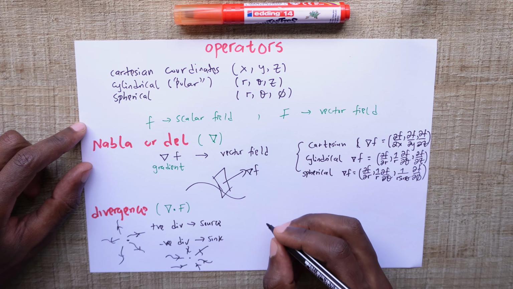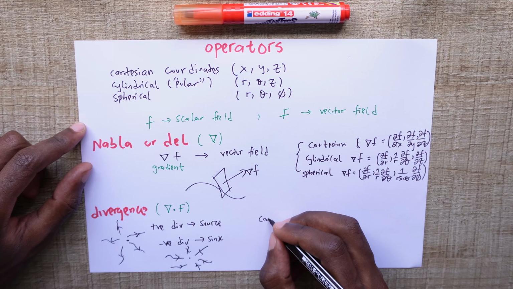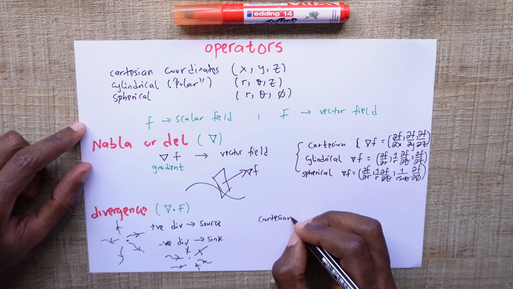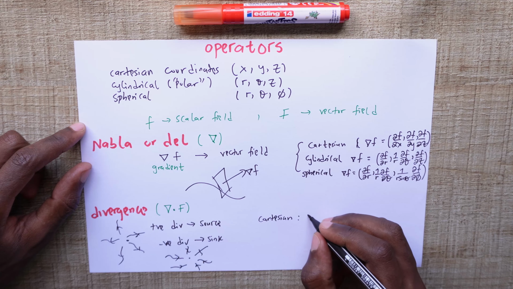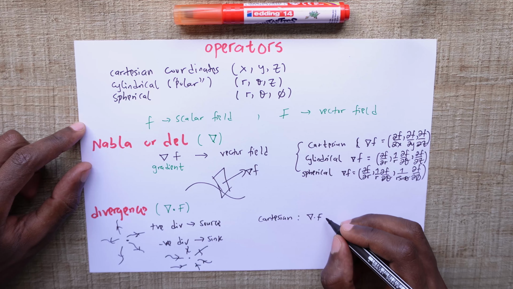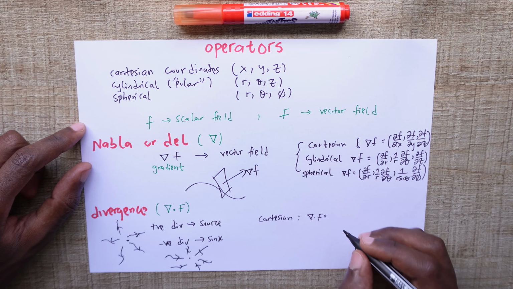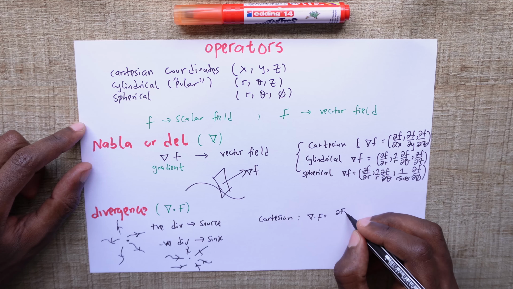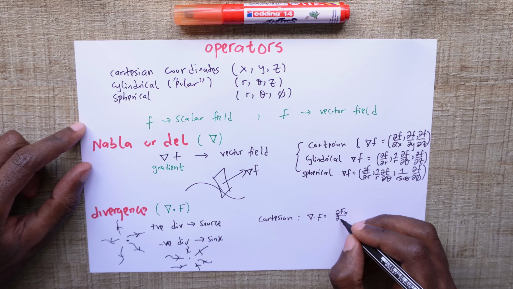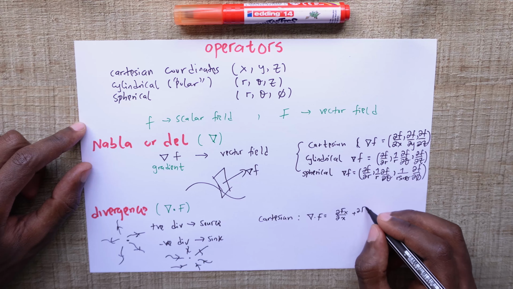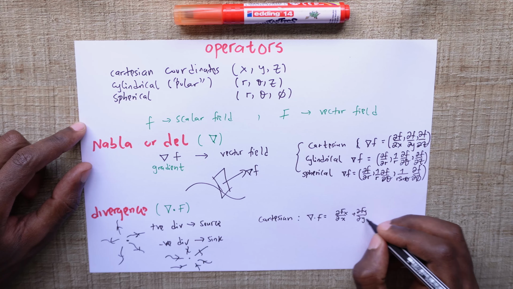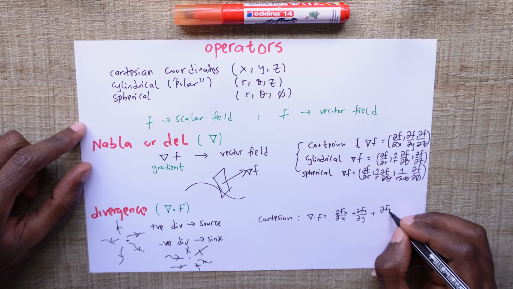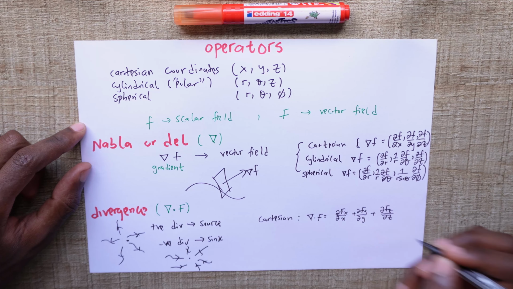So if you're in Cartesian coordinates, then the divergence of the vector field F takes the form del Fx del x plus del Fy del y plus del Fz del z.